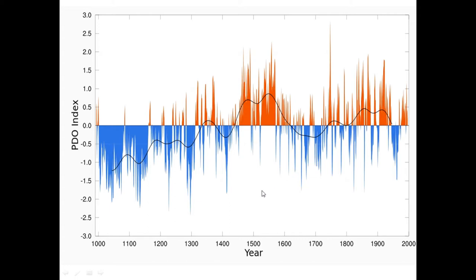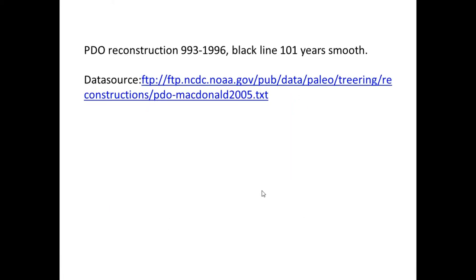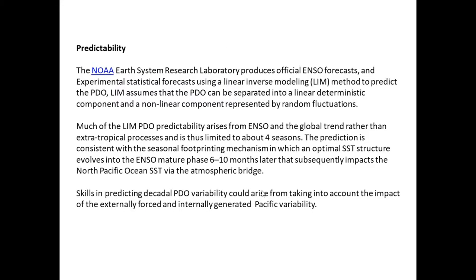Now, of course, you have to keep in mind the errors associated with such measurements. And that's the data source, an explanation of that. NOAA produces official ENSO forecasts, experimental statistical forecasts using linear inverse modeling, a statistical method, to predict the PDO. Linear inverse modeling assumes the PDO can be separated into a linear deterministic component and a nonlinear component represented by random fluctuations. Much of the LIM PDO predictability arises from ENSO and the global trend rather than extratropical processes, and is thus limited to about four seasons.